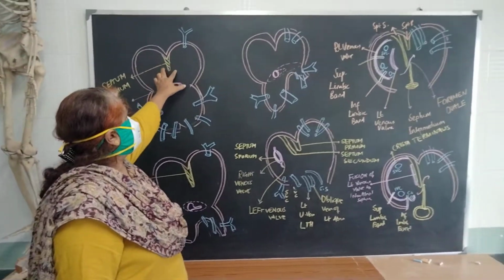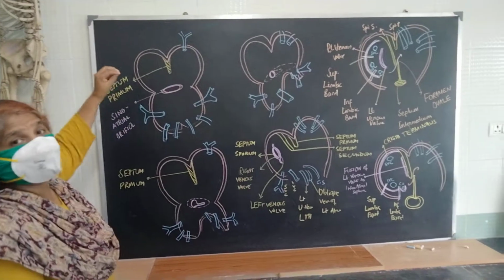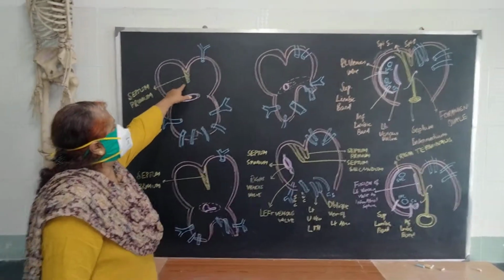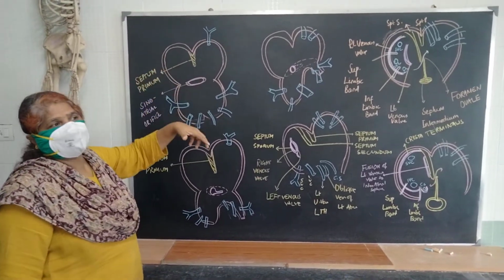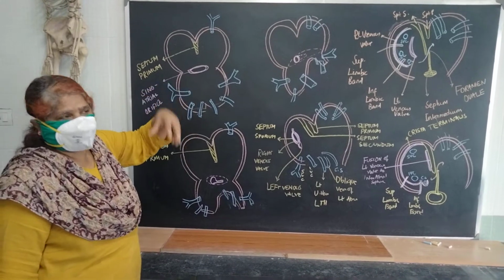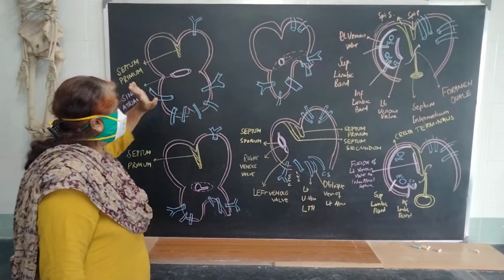Pressure and projection of the part, this is called septum primum. That is called septum primum. That descends towards the common atrioventricular canal. Okay, that is the first step that happens.